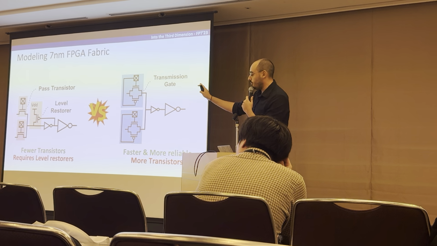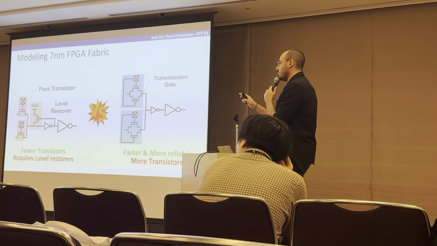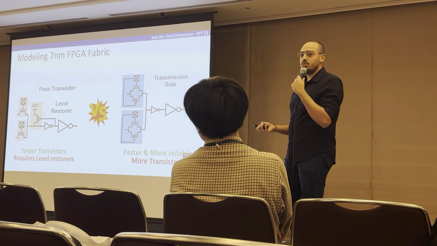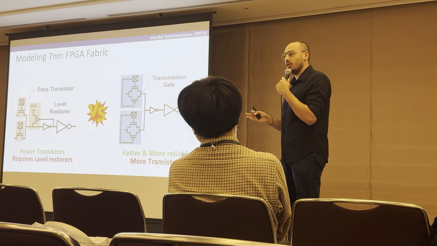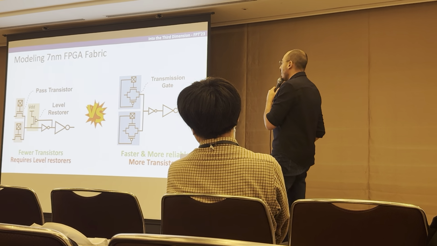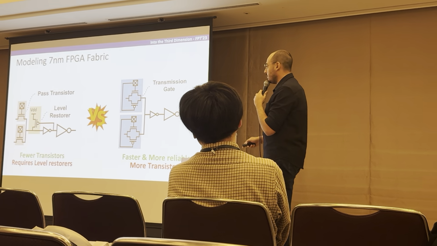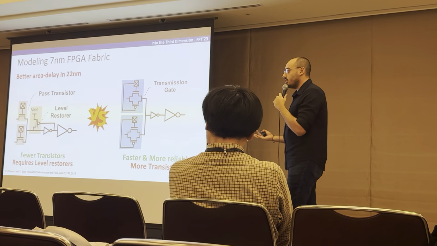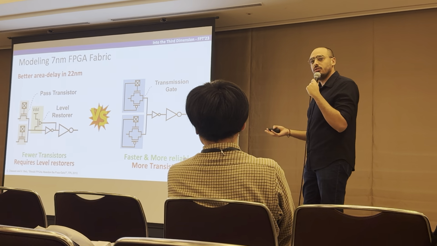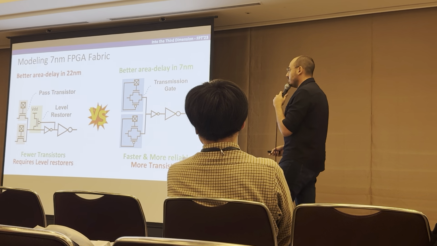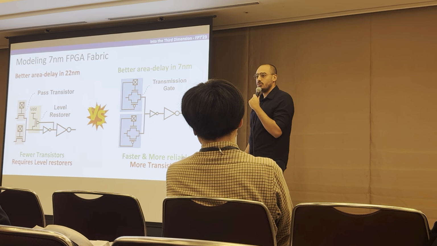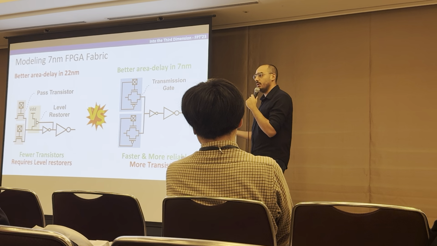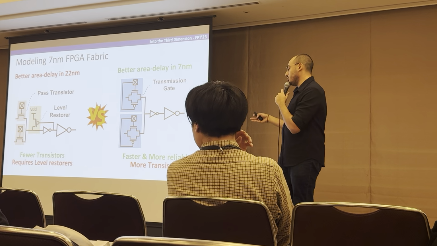FPGAs traditionally use pass transistor circuits. They use fewer transistors but are trickier to design and less reliable in advanced processes. And this was achieving the better area delay product until the most recent study in 22 nanometer. But then we found that this flips in a newer process technology, and now transmission gates achieve a better area delay product, even though they use more transistors.